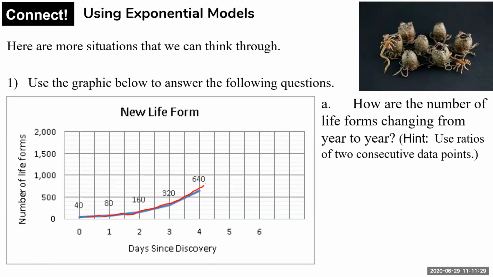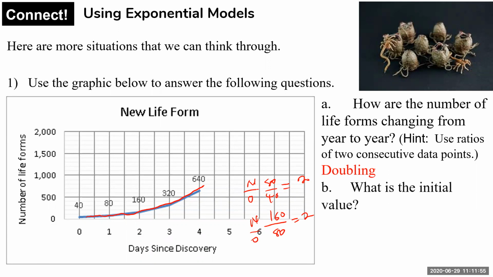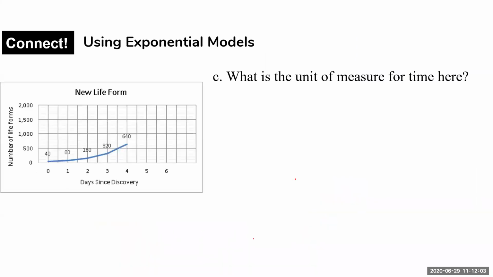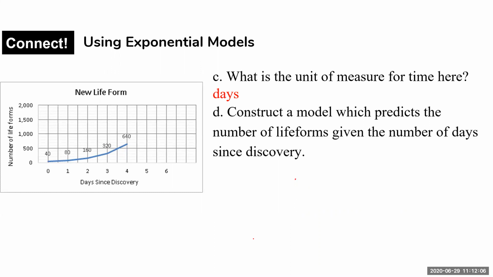Okay, so if you do the ratio, the new over the old, 80 over 40 gives you what? 2. And 160 over 80, new over the old, which is what? 2. So what will you say? This is a doubling situation, right? It's doubling. Now, what is the initial value? At 0 is what? 40. Okay. Now, can you put these together? And what is the unit of time? Days, right?